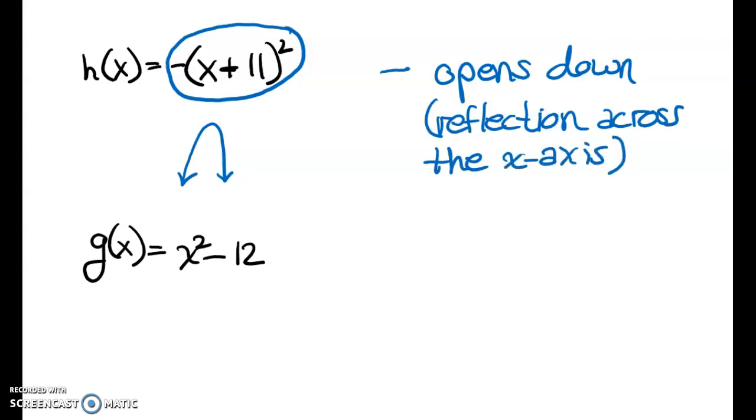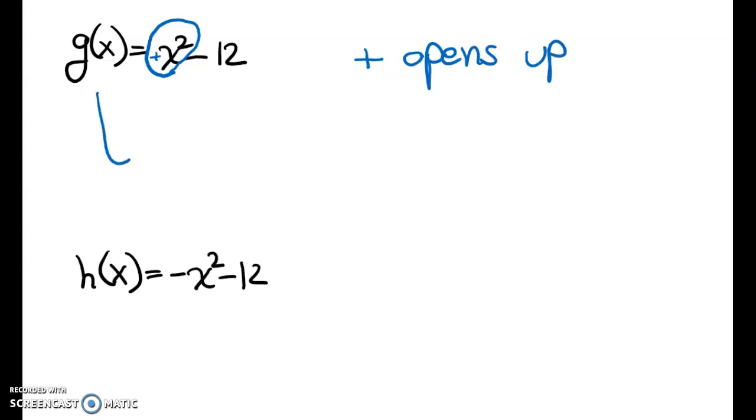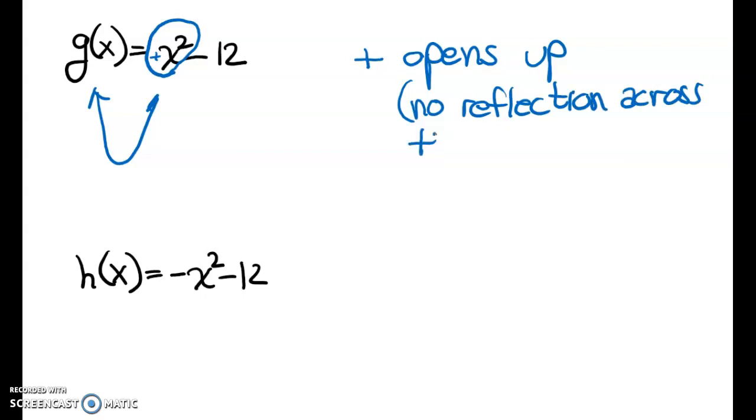All right, so let's find the next one. Okay, our squared term is no longer a binomial here. It's this guy right here. It has no sign in front of it, so this is a plus. The assumed sign is always a plus. So since we have a plus, this graph opens up. Okay, so it's going to look like this. It opens up, which means that there is no reflection across the x-axis.